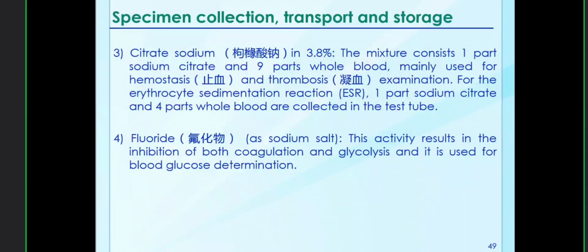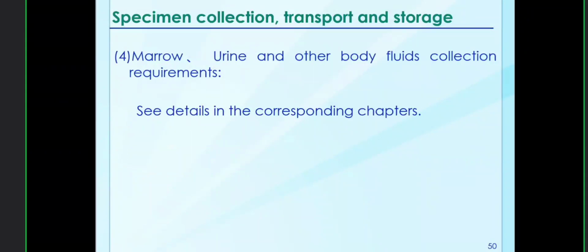Fourth anticoagulant is fluoride. This agent results in the inhibition of both coagulation and glycolysis, and it is used for the blood glucose determination. Next are other types of samples, for example, marrow, urine, and other body fluid collection. We will learn about them in the following chapters.